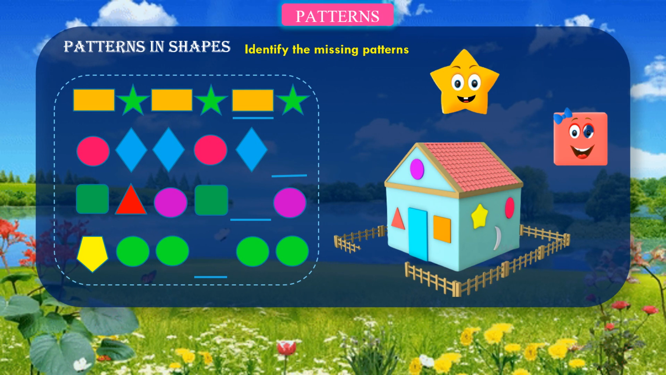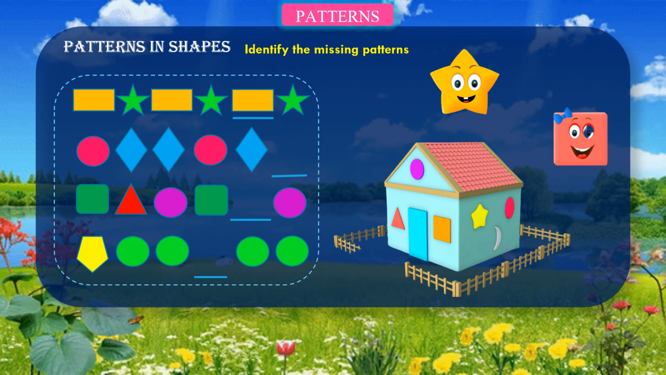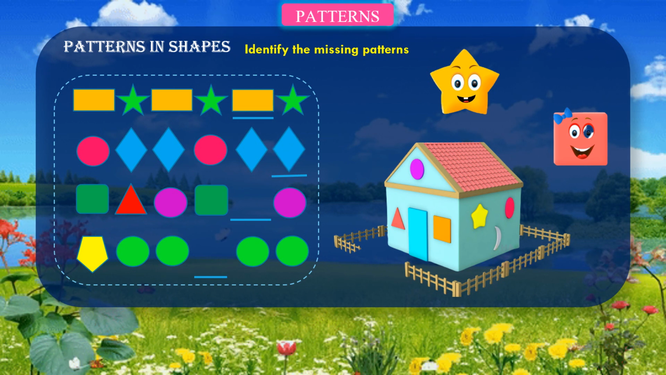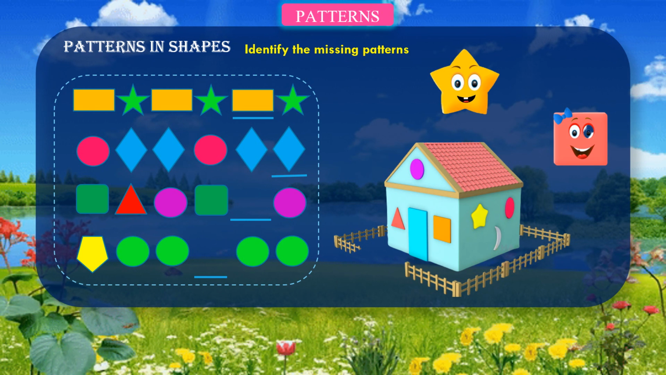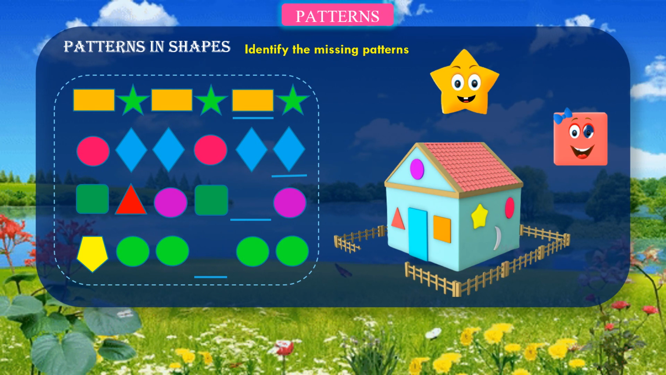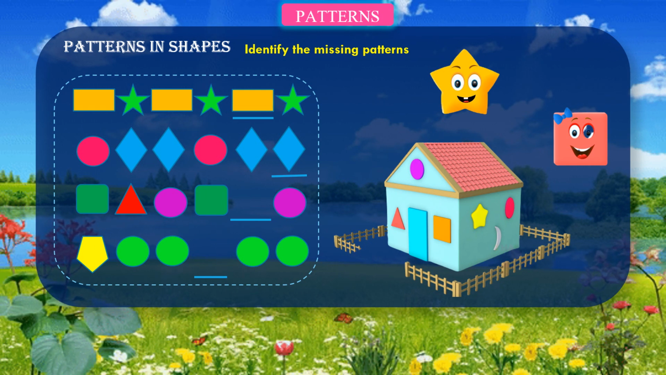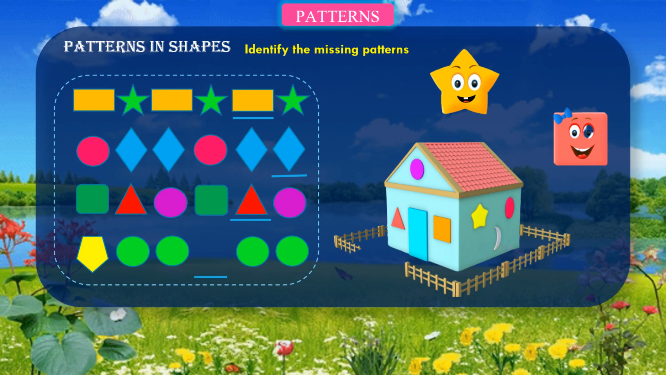In the second row, we have circle and 2 diamonds. Which one is missing in the second row? Correct. The diamond is the missing shape. In the third row, we have square, triangle and circle. This is the pattern. Which shape is missing in this pattern? Good. The missing shape is triangle.